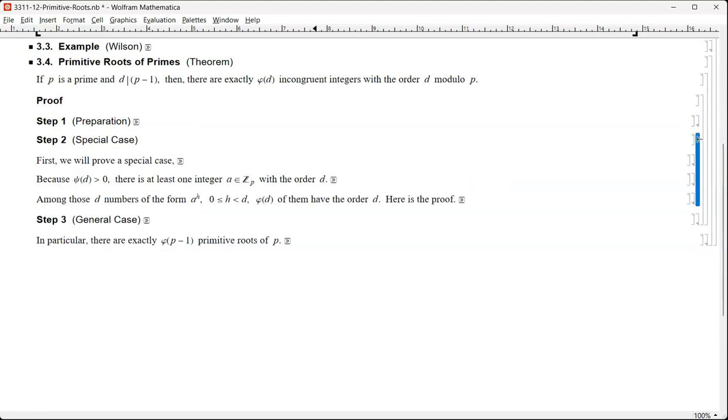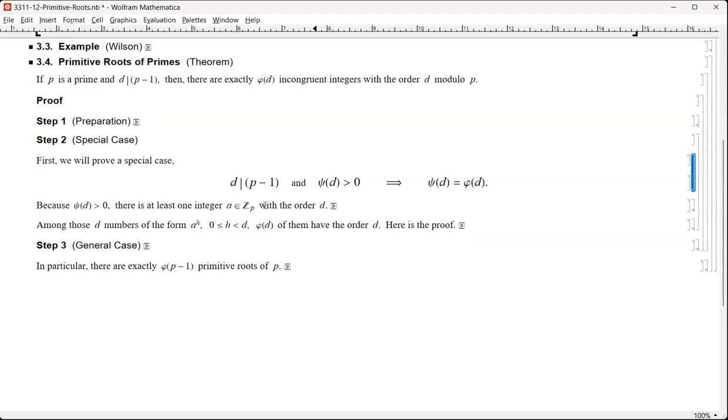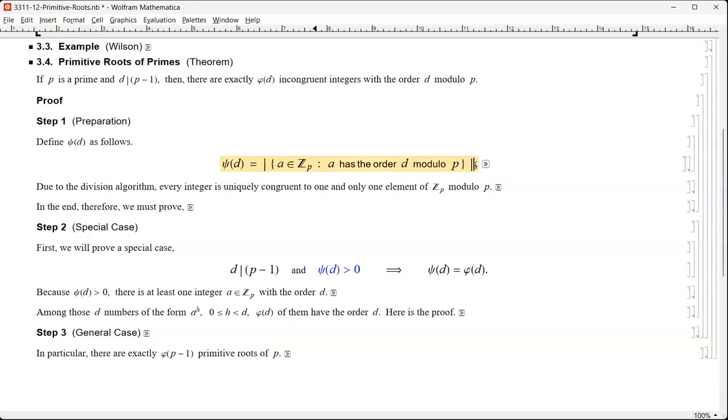First, let's prove a special case. d divides p minus 1 as before, and psi of d is greater than 0, then psi of d and phi of d are the same. What do you mean by psi of d is greater than 0? Let's go back there. That means this number of elements is greater than 0. That means this set is non-empty. In other words, there should be at least one a with order d mod p. There should be at least one whole number less than p with the order d mod p.